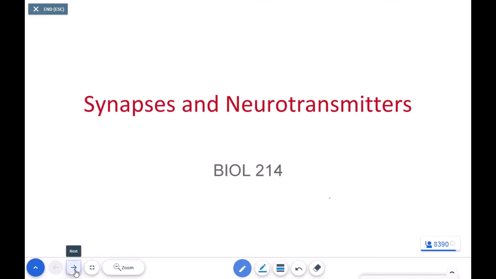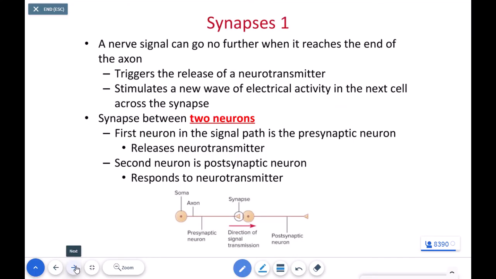So let's talk about synapses and neurotransmitters. When we think of a synapse, it is typically, in most cases, a physical space in between two adjacent cells that we need to send an action potential across. There are two kinds of synapses in the body. We have chemical and electrical synapses. We're going to spend the vast majority of time talking about chemical synapses because chemical synapses are by far the most common kind of synapse.